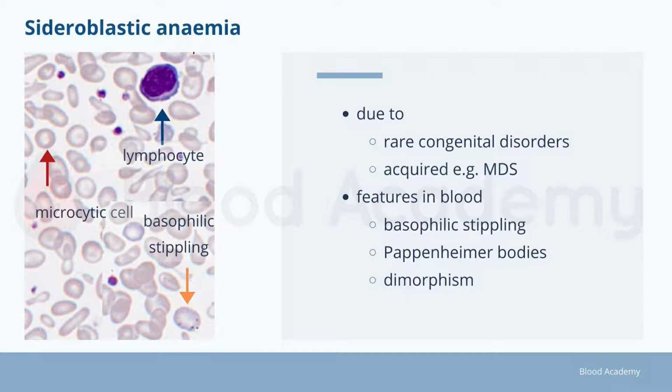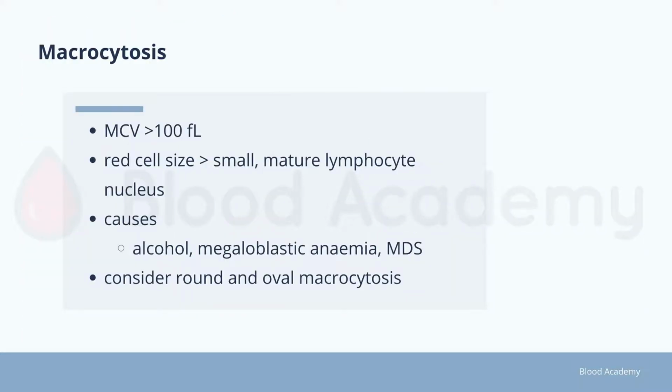A dimorphic red cell picture is also seen, in other words, where 2 distinct red cell populations are present. Macrocytosis in adults refers to an MCV of greater than 100 femtoliters, or a red cell larger than a small mature lymphocyte nucleus. It is useful to divide the causes of macrocytosis into 2 groups based on the shape of the red cell, either oval or round.